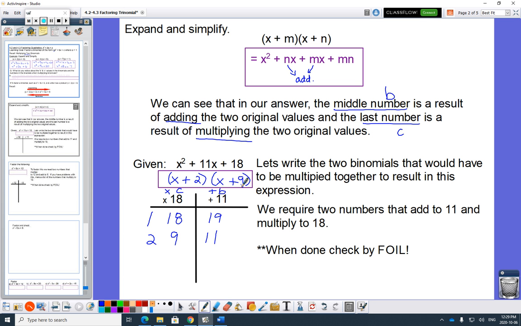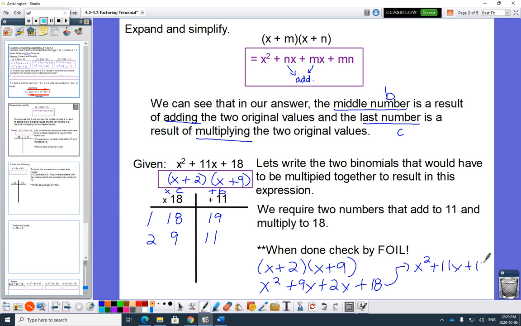And then, remember, you can always check, okay? So you go the opposite. Check by FOIL. X times x is x squared. X times 9, 9x. 2 times x, 2x. 2 times 9, 18. X squared plus 11x plus 18. That's what that is. If you got the wrong signs or you didn't get the right numbers, then you've chosen the wrong factors.